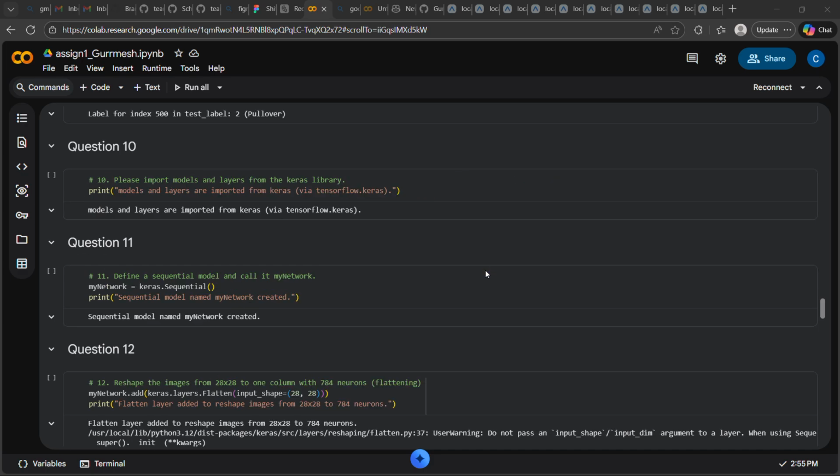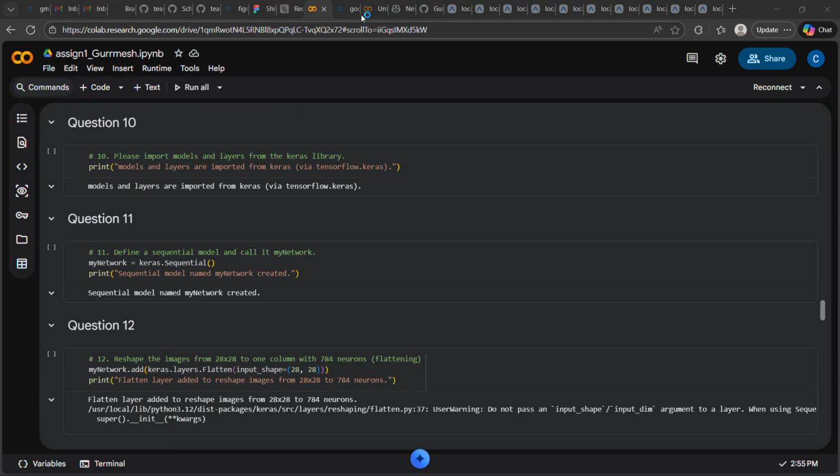Question 10, importing Keras models and layers. We import TensorFlow as tf and keras from TensorFlow. Keras provides the necessary models and layers modules for constructing our neural network. Question 11, we define a neural network as a Keras Sequential model, which is a linear stack of layers. We named it my_network.